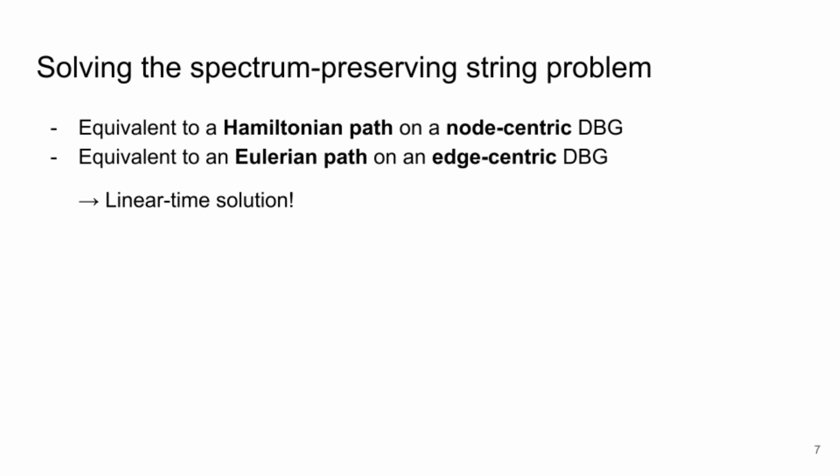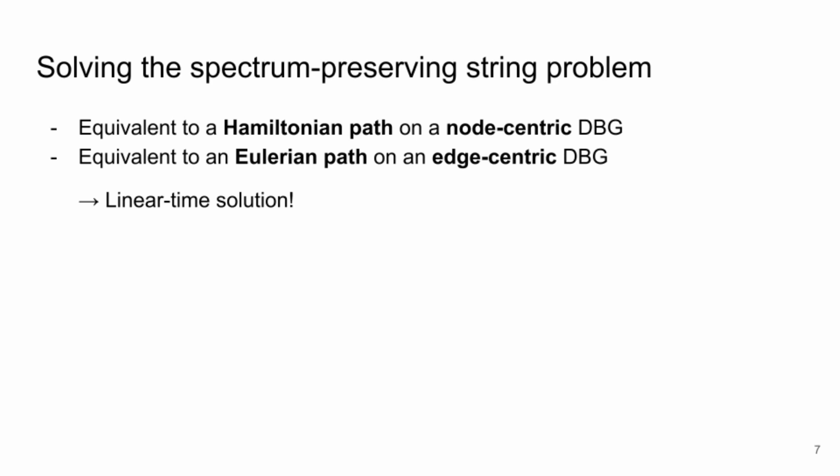So there is a lesson here, and the lesson is that formalisms matter. So here, by just changing how we define this graph, without changing the problem at all, the problem transforms from this intimidatingly difficult Hamiltonian path problem to the Eulerian path problem, which has known solutions, and the solutions are actually very simple and easy to implement. So this solves the spectrum-preserving string problem.